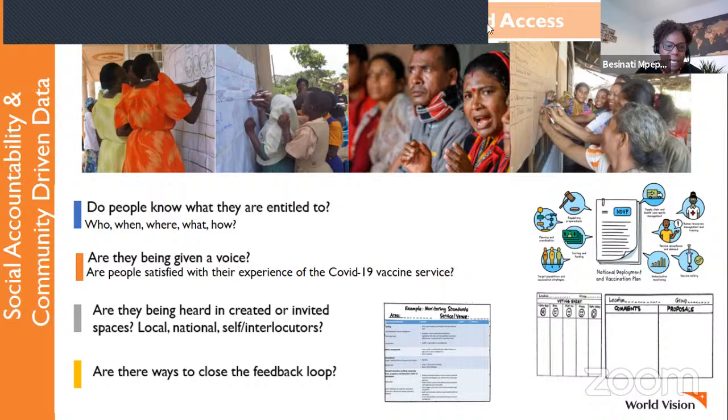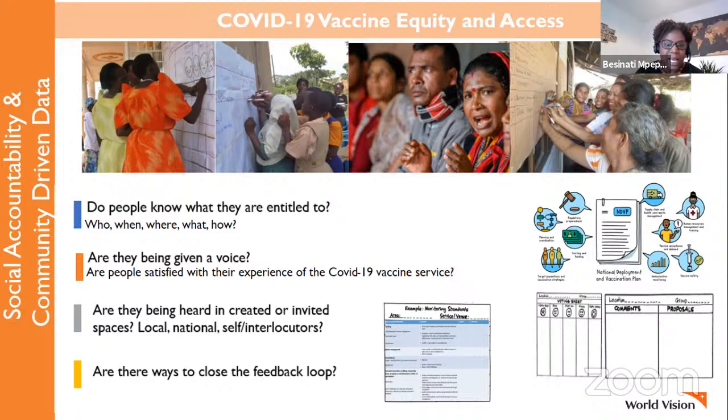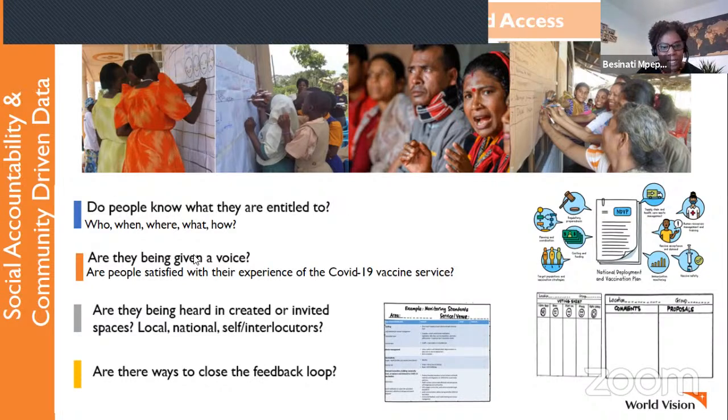What we're seeing here, particularly for the vaccine, is that social accountability can help communities to understand what they're entitled to, who has the right to the vaccine, where, what, and how. We have a recent report, and I'll put a link within the chat box, which shows that refugees, for example, have very little access to the vaccine in a number of places based on the research that was done. Are communities being given a voice on their lived experience with the vaccination services? And are they being heard at subnational and national level?